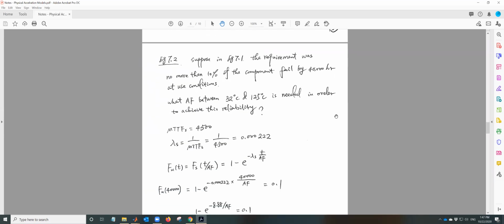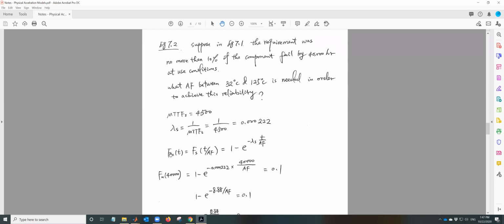Now, suppose in the previous example, the requirement was no more than 10% of the components fail by the end of the use life at a use condition. So what acceleration factor do we need in order to achieve this reliability? Okay, so stress condition 45,000, lambda S is this one. So let's assume FU equals FS.